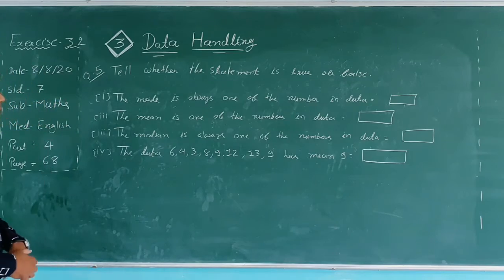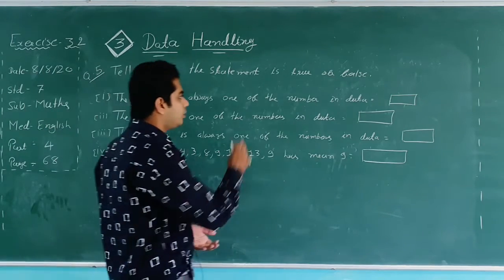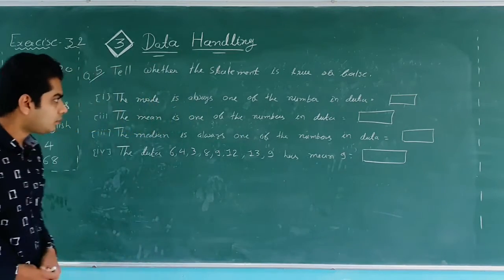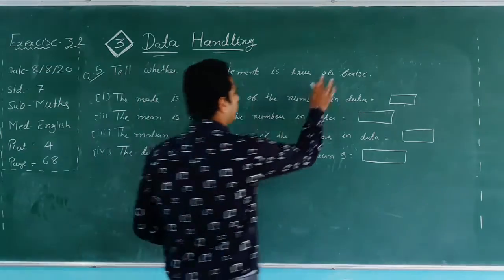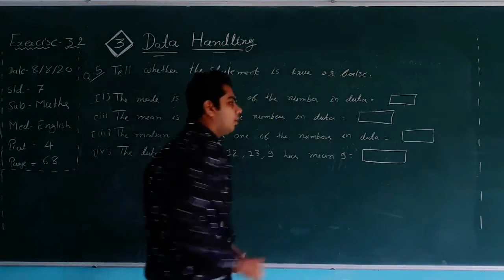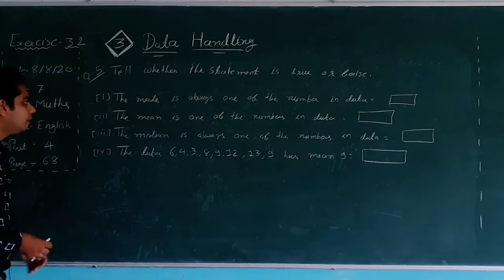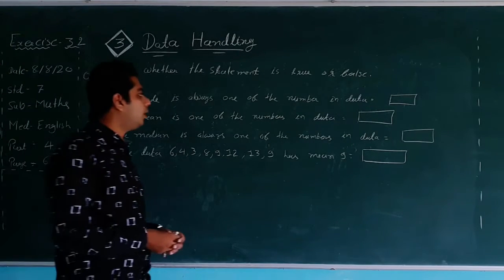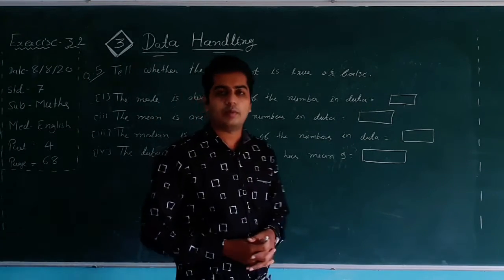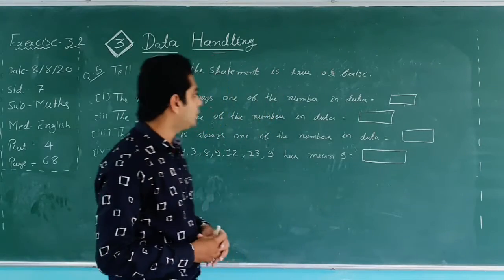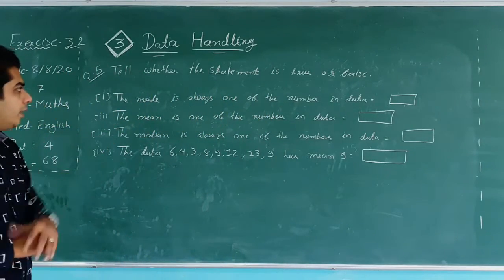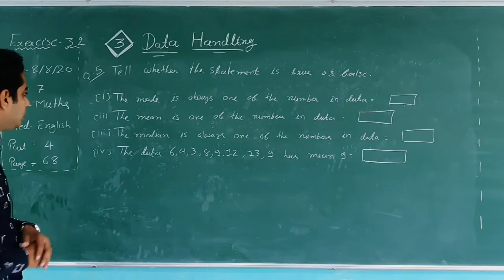Tell whether the statement is true or false. Now here the statement is: the mode is always one of the numbers in the data. So here the mode is always one of the numbers in the data. Of course, yes, true.